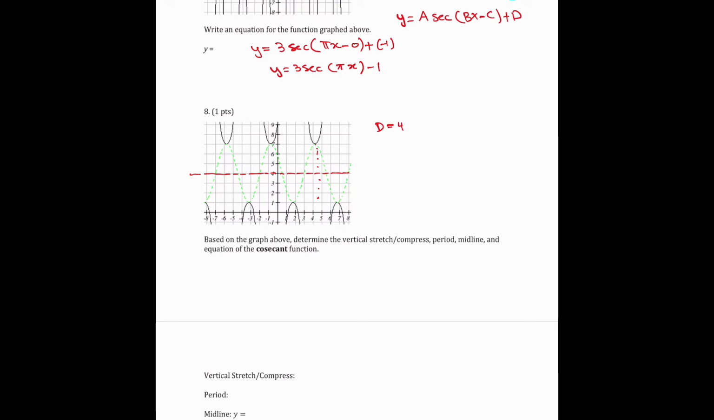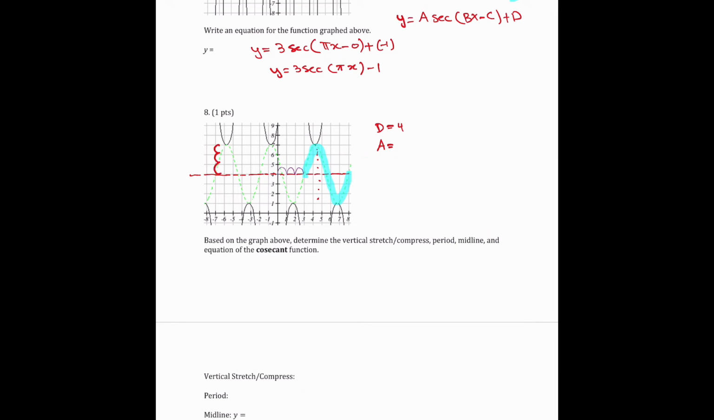Now, this graph looks like a graph of sine, but it is shifted to the right. So here is the sine, but it is shifted to the right 1, 2, 3 units, which means the phase shift is equal to 3. Let me find A first, and then we're going to find the rest of the values. A is the amplitude, and in this case, the amplitude is equal to 3.